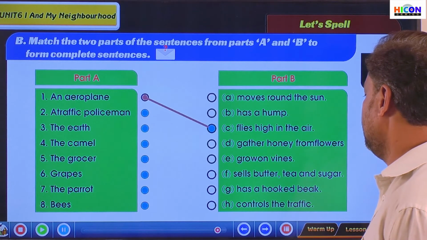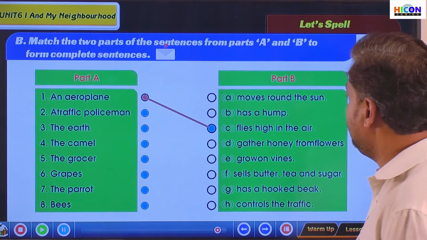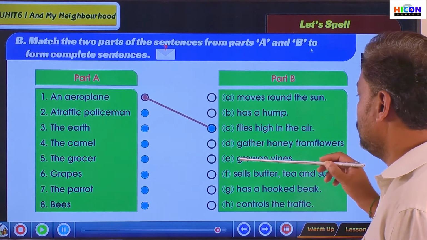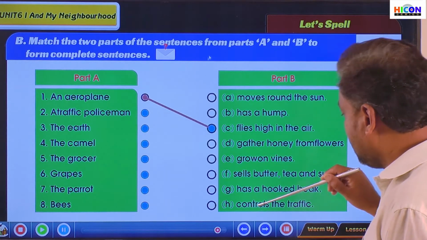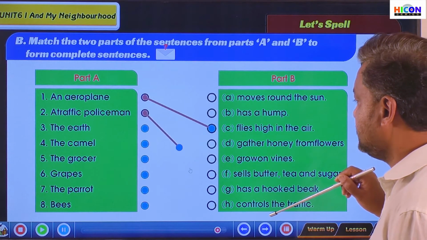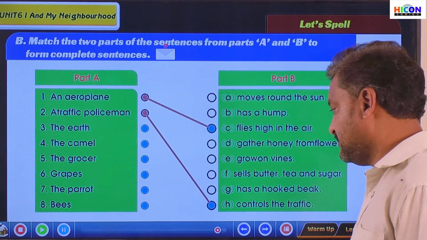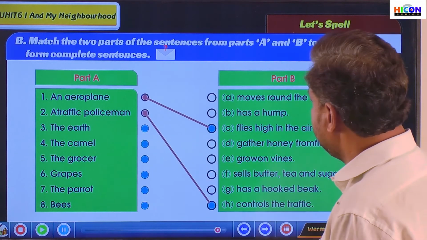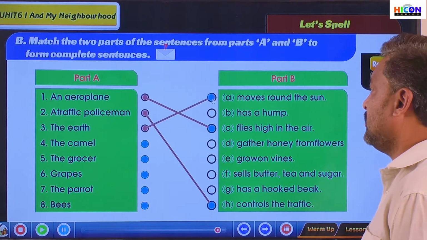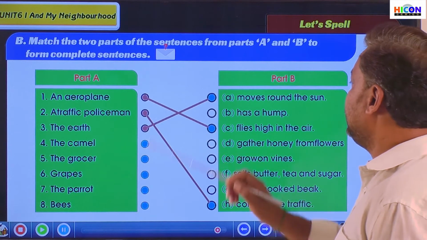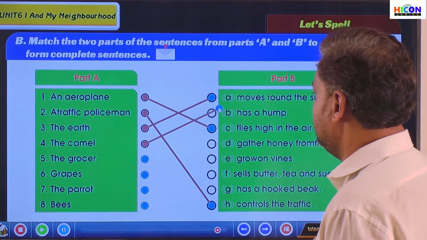So, an aeroplane flies high in the air. Right? Okay. A traffic policeman. Gathers honey, no. Grows on vines, no. Sells butter, no. Has a hooked beak, no. Controls the traffic, right? So, a traffic policeman controls the traffic. Third, the earth, yes, moves around the sun. The earth moves around the sun. The camel has a hump.